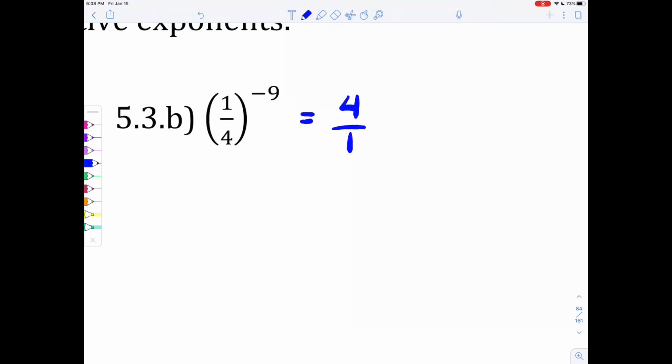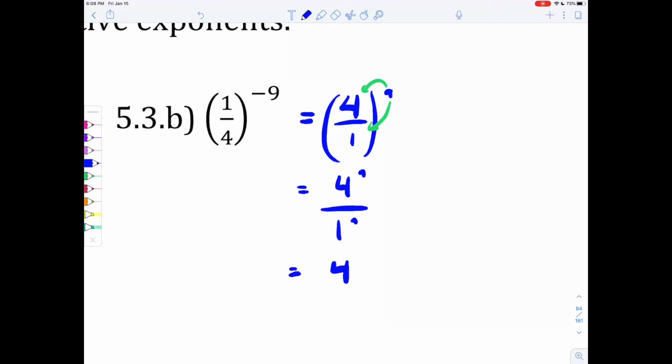And 4 over 1, we're not going to write 4 over 1, we're just going to indicate that as 4. And my exponent, now that I've taken the reciprocal of the base, becomes positive, and so I get 4 to the power of 9. Let's keep in mind that you could very well write it as such, then distribute that exponent to both the numerator and the denominator, 4 to the power of 9 over 1 to the power of 9. Then realize, hey, we never write 1 to the power of something.